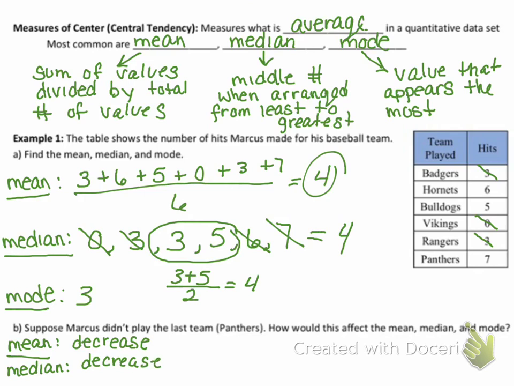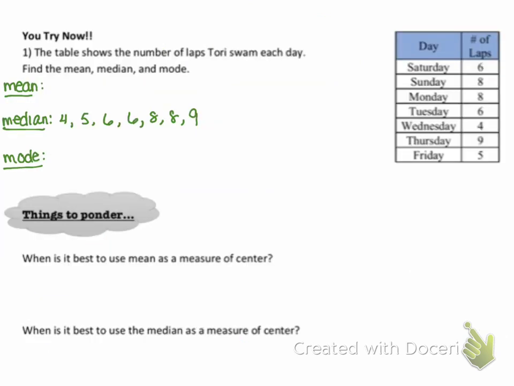But his mode would stay the same because there's still going to be 2 3s on there. So we'd say stay the same. All right, so now why don't you guys try the next one on your own? It says the table shows the number of laps Tori swam each day. Find the mean, median, and mode.